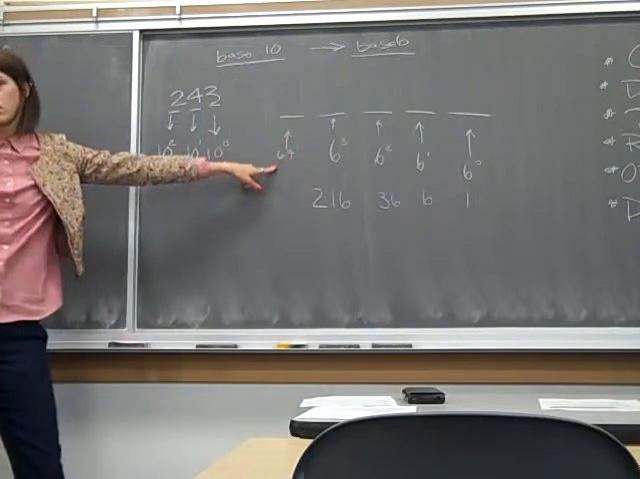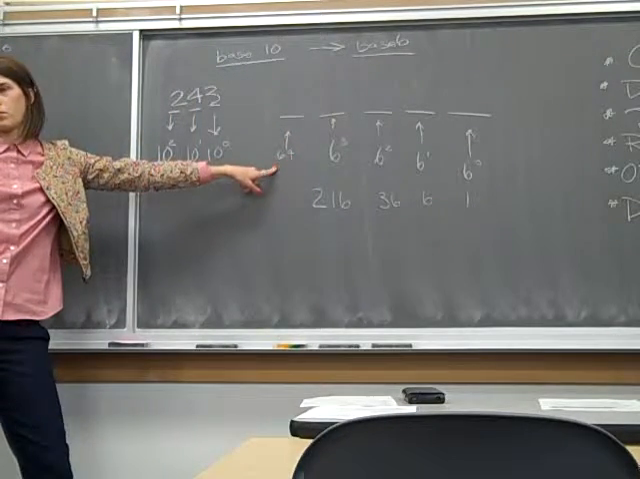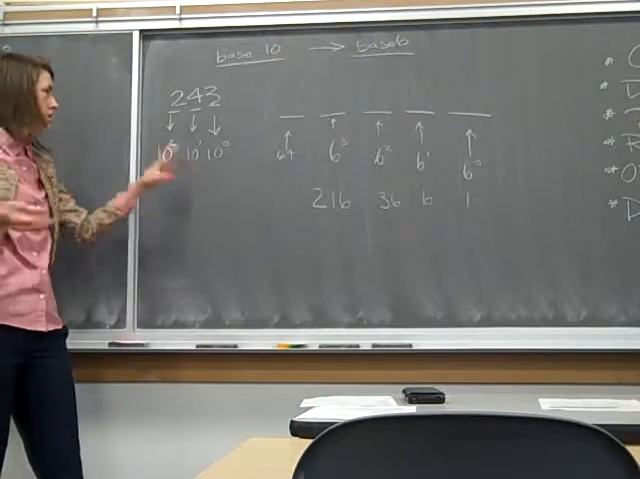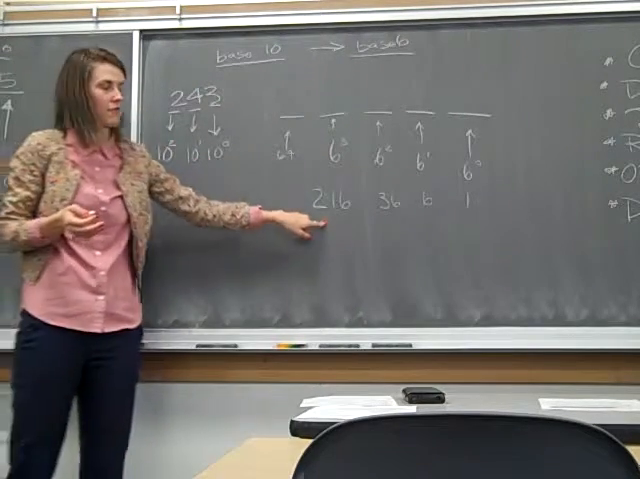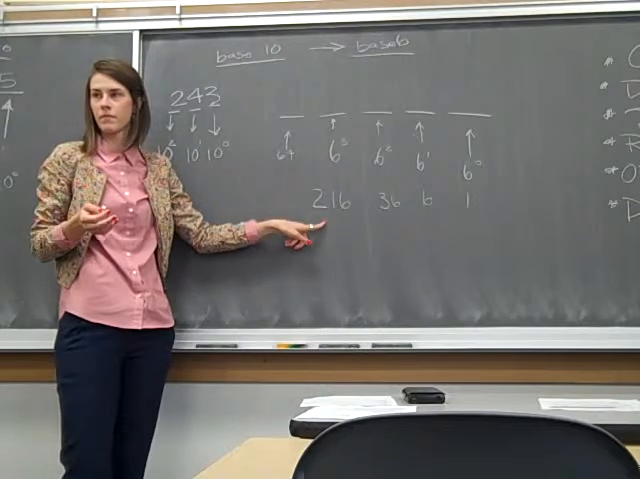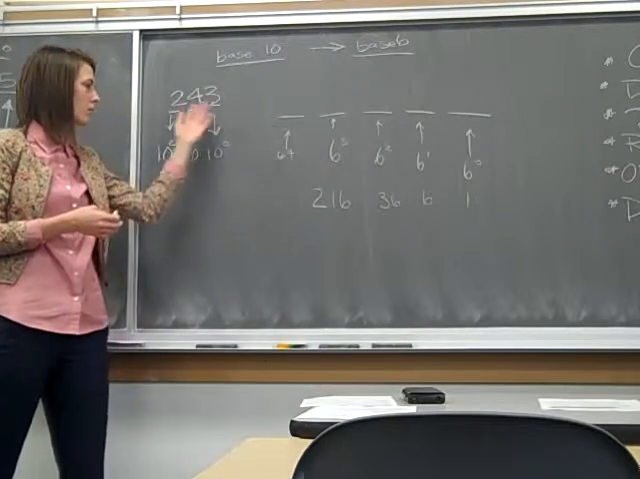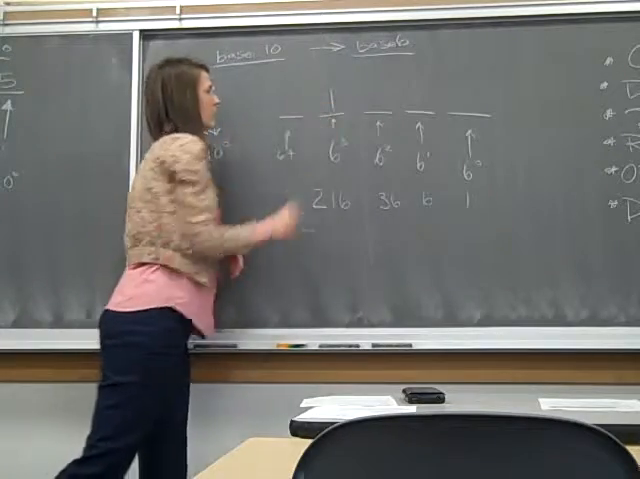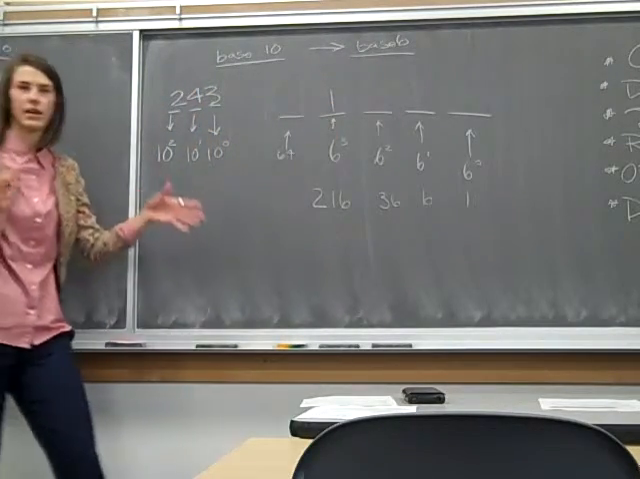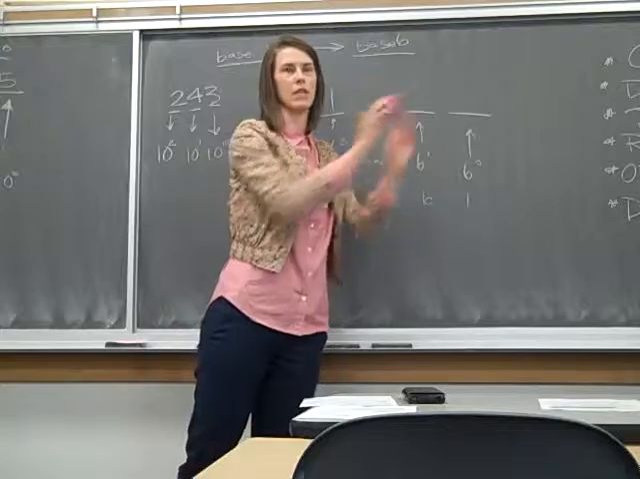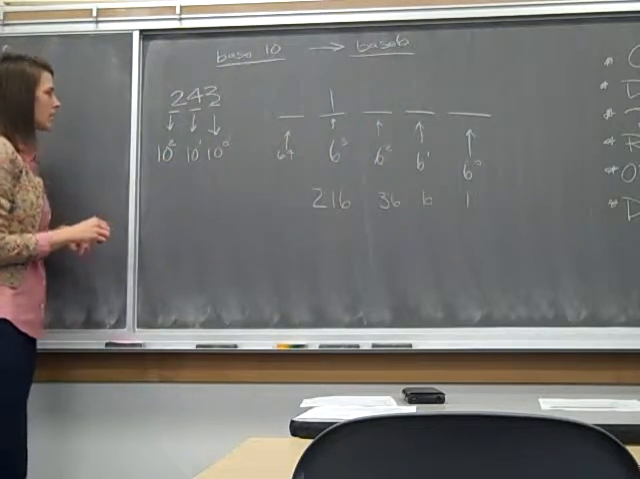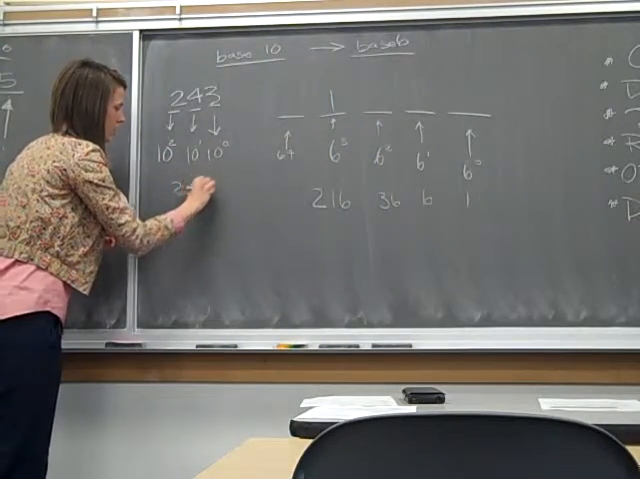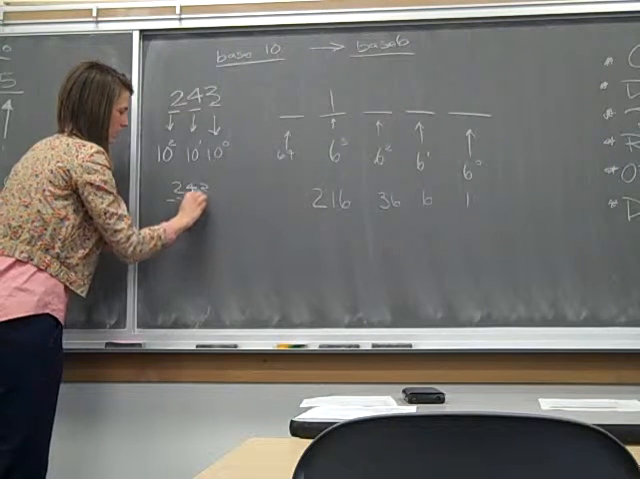So we could have even gone 6 to the 4. Do we have one 6 to the 4? And we would have said no, right? We don't have enough. But we have enough for how many 216s? Just one. If we do 2, it's going to be more than that. Okay, so we just have enough for 1. Now we have that basket of 216s, and we're going to take it away from the 243. So let's just say 243 minus 216.